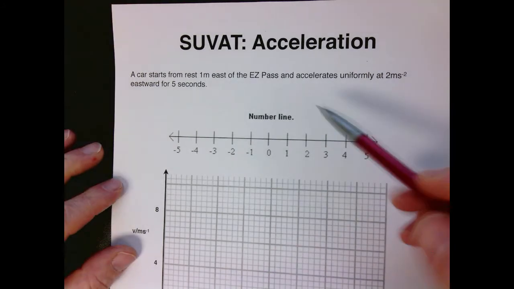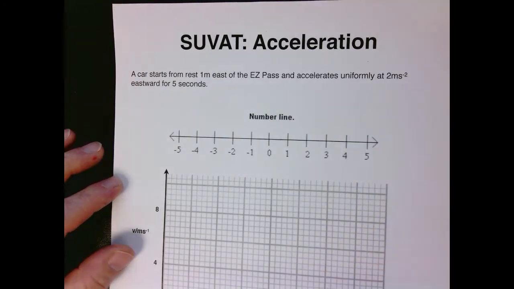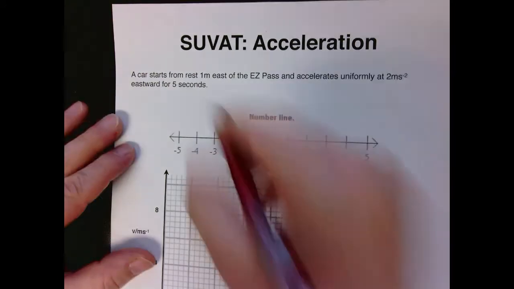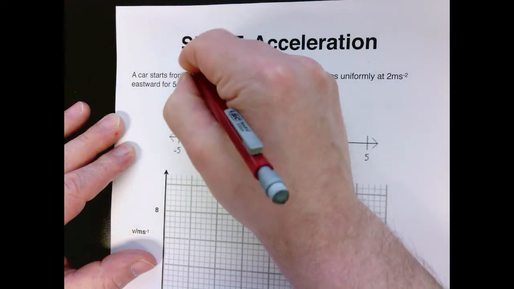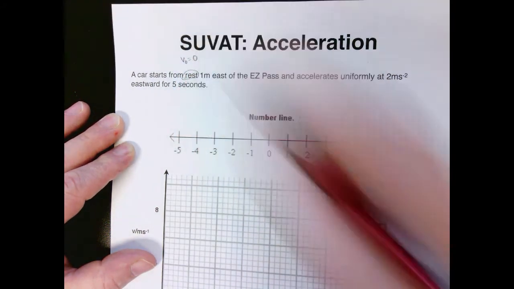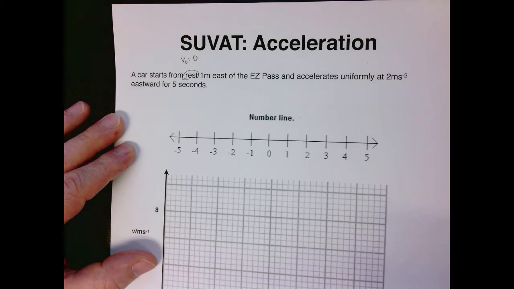We have a car starting from rest, and that's critical information that it's at rest. If it's at rest, that means the initial velocity, v0, is 0. That's important. Oftentimes the numbers we need are not written down as numbers, they're contained in words.